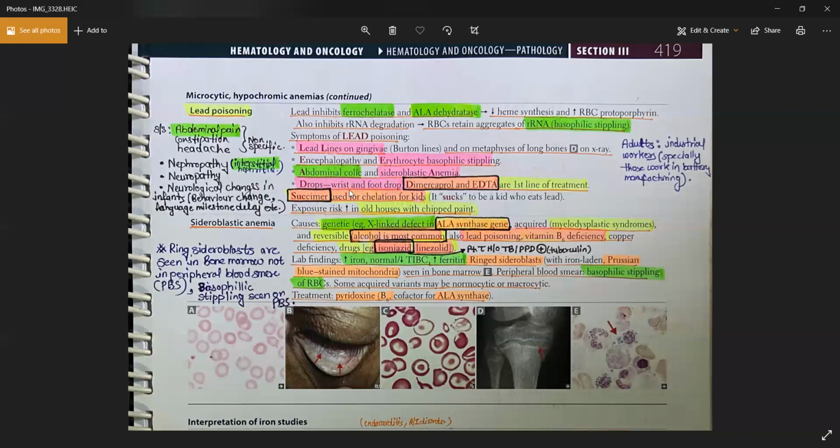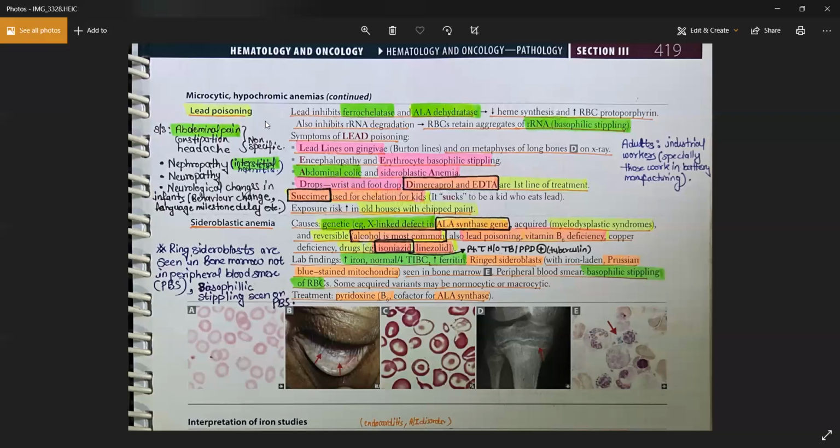You will have the foot drop, you will have the wrist drop, right? And yeah, so these are symptoms. Symptoms include the abdominal pain, constipation, headache, or you can say non-specific symptoms, right? It includes a nephropathy, includes a neuropathy. Behavioral changes could be there, psychiatric changes could be there, right? As well as the mechanical changes could be there. The patient can get a paralysis also, right?